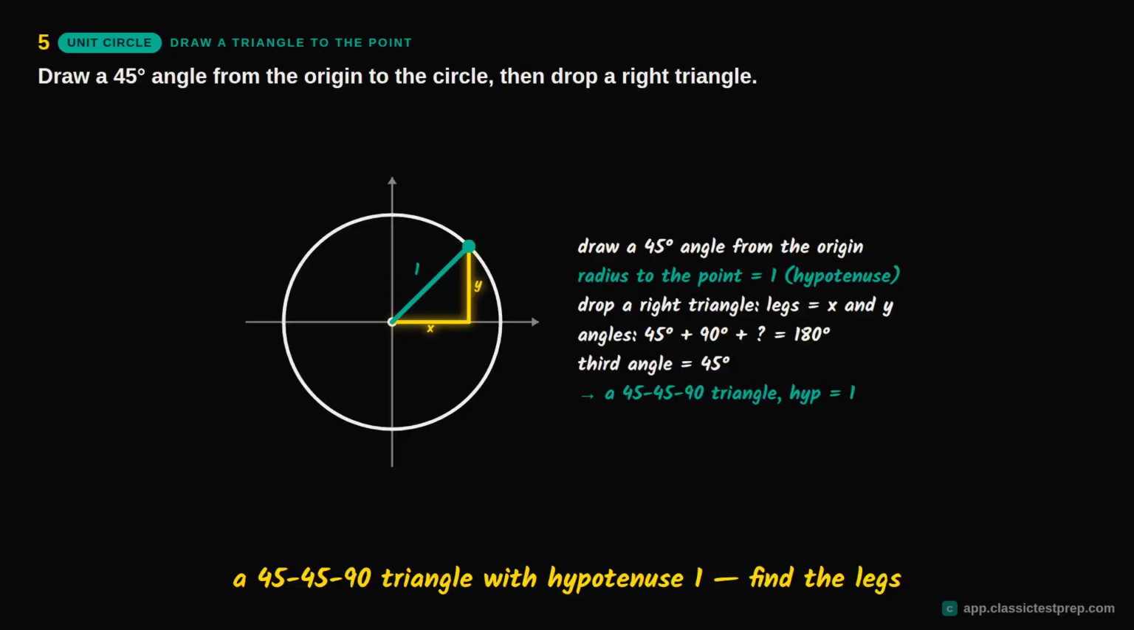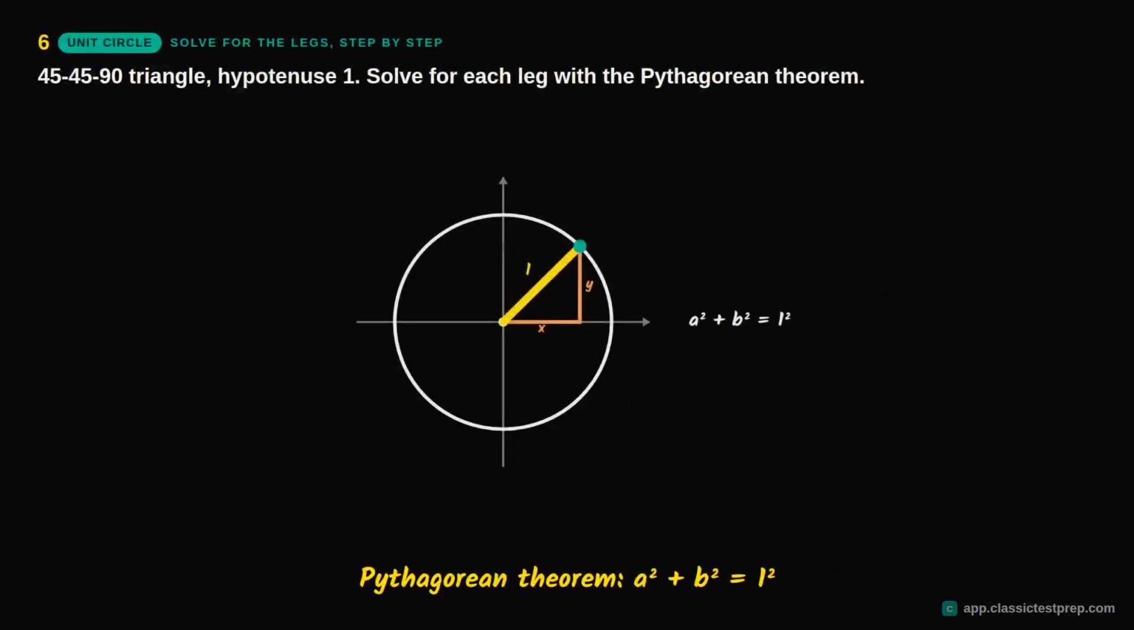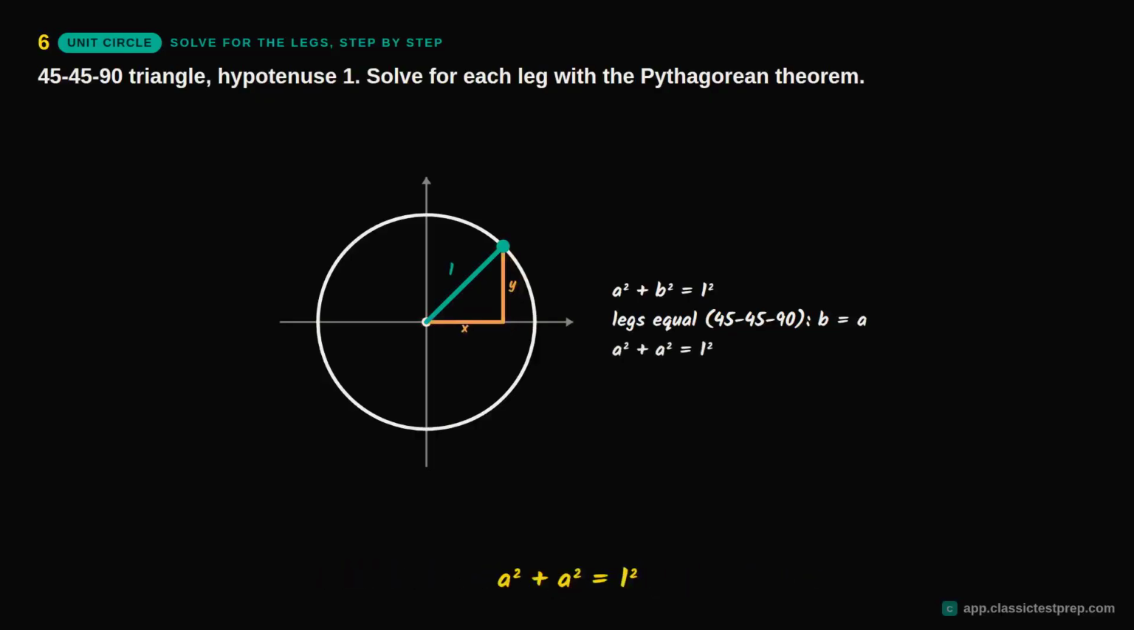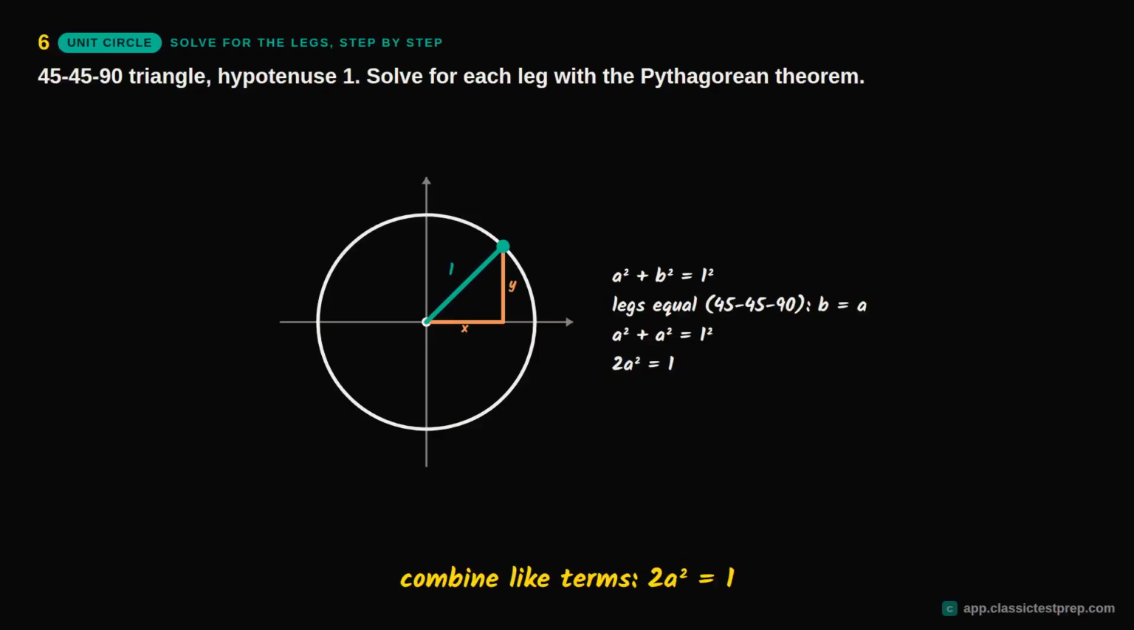Back to our example, we have a 45, 45, 90 triangle with a hypotenuse of 1. a squared plus b squared equals 1 squared. But remember, it's a 45, 45, 90 triangle, so a and b are the same, so we can use the same variable for them. a squared plus a squared equals 1 squared. Now we combine like terms, so we have a squared plus a squared.